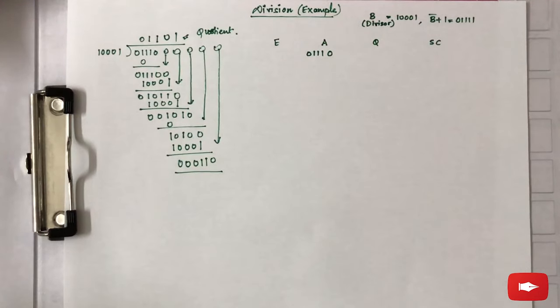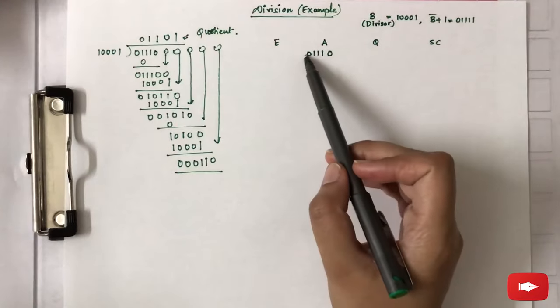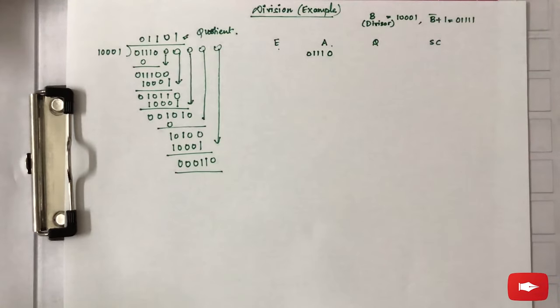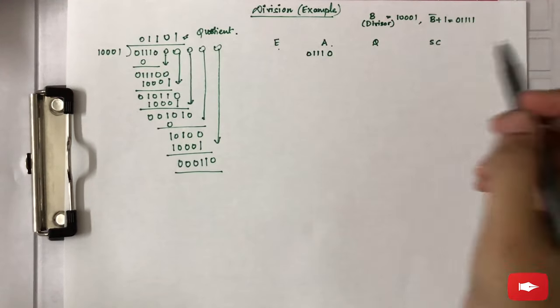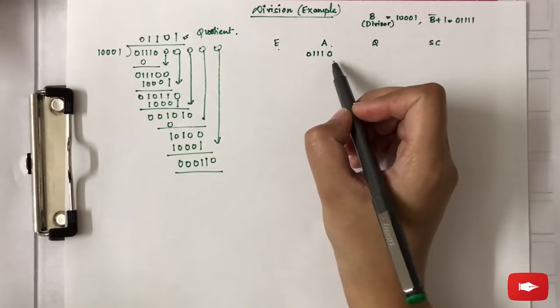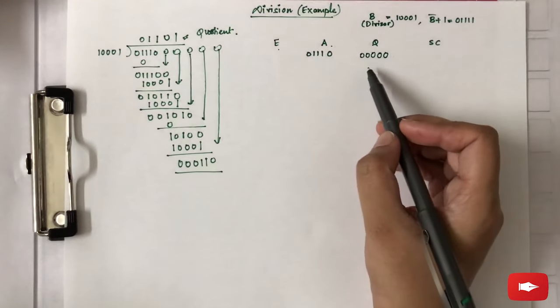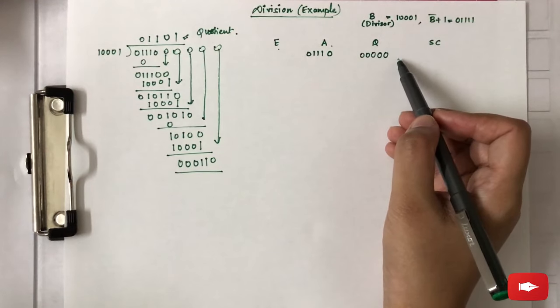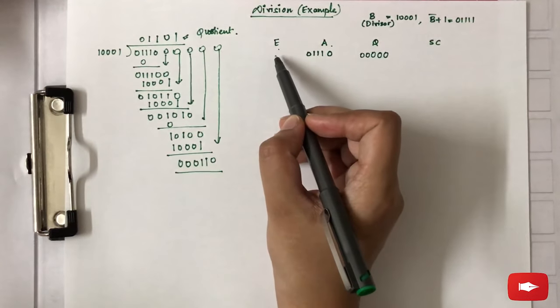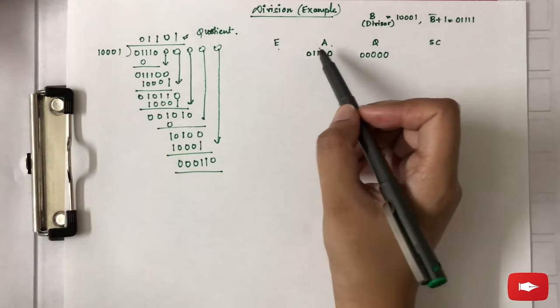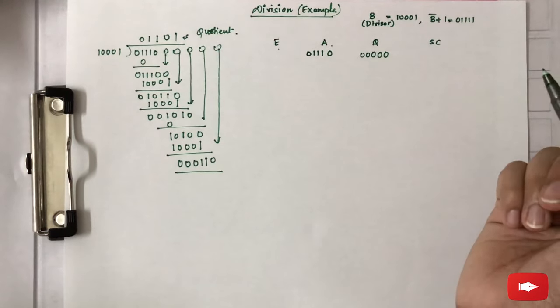Now let's come to the implementation of division using hardware, where we have E, A, Q and the sequence counter. As you already know, in the previous video when we were talking about the flowchart of division, the dividend was being stored in A, Q. So we have the 5 most significant bits stored in A, whereas 5 least significant bits in Q, that is 5 times 0. Initially E will be empty. We have a divisor 1 0 0 1. Now begin with the flowchart.